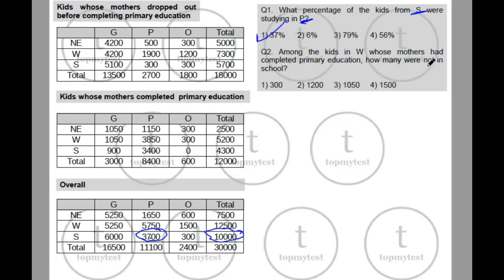Among the kids in W whose mothers had completed primary education, so this is the number we are looking at. How many were not in school? 300 were not in school, option 1. Right. Let's go to the next one.